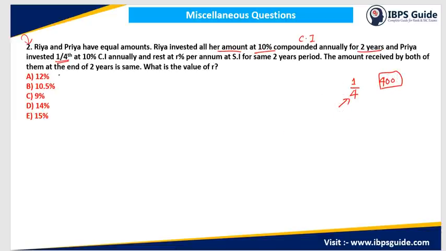For example, if it had been 1/6, then I will choose the principal to be 600. Okay, so I am just assuming that the total principal with Ria was 400 and the total principal with Priya is also 400, because there is 1/4, and when I will use this 400, this 1/4 will be 100, which is a very easy number to deal with. So Priya has invested 1/4 at 10% compound interest annually and rest at R% per annum at SI for same 2 years. Okay, so Ria has invested all her amount at one place, but Priya has divided into 2 parts. So first 1/4 at CI and the remaining that is 3/4 at simple interest for the period 2 years.